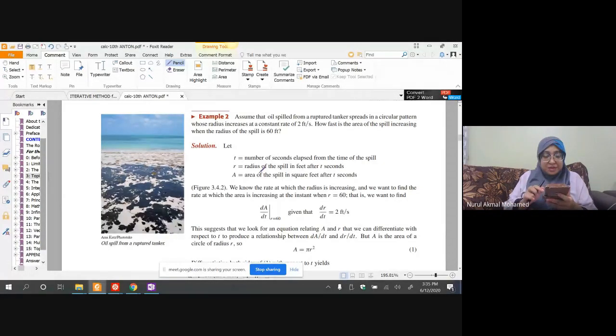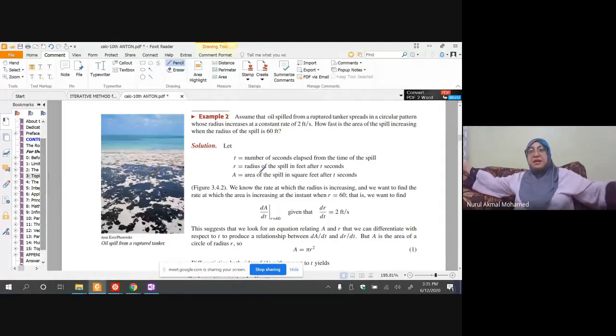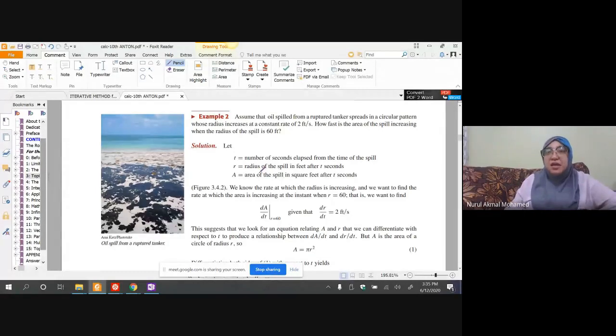We have oil spill. Oil from a ruptured tanker spreads into a circular pattern whose radius increases at a constant rate of 2 feet per second. How fast is the area of the spill increasing when the radius of the spill is 60 feet? So the radius of the spill is 60, which means that r is equal to 60.